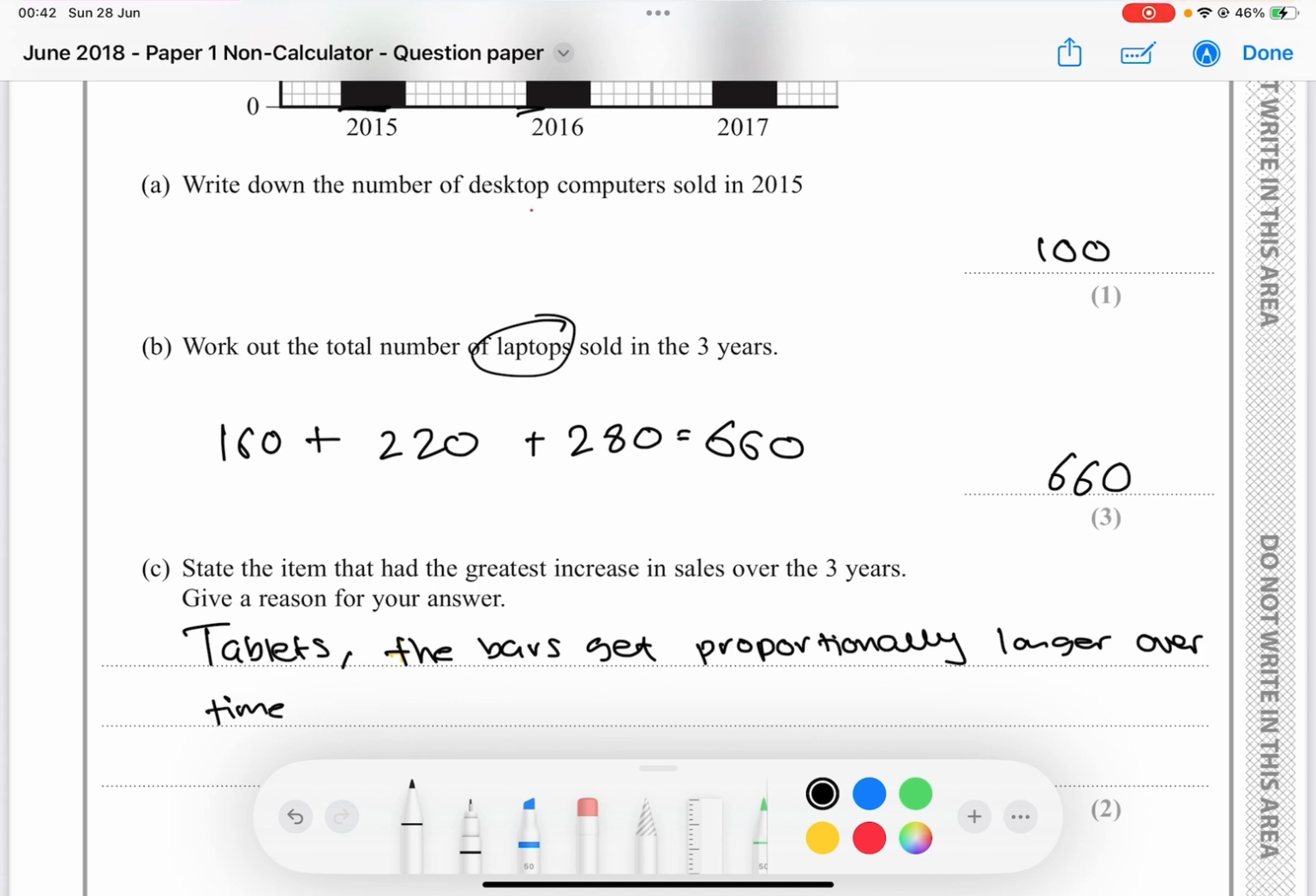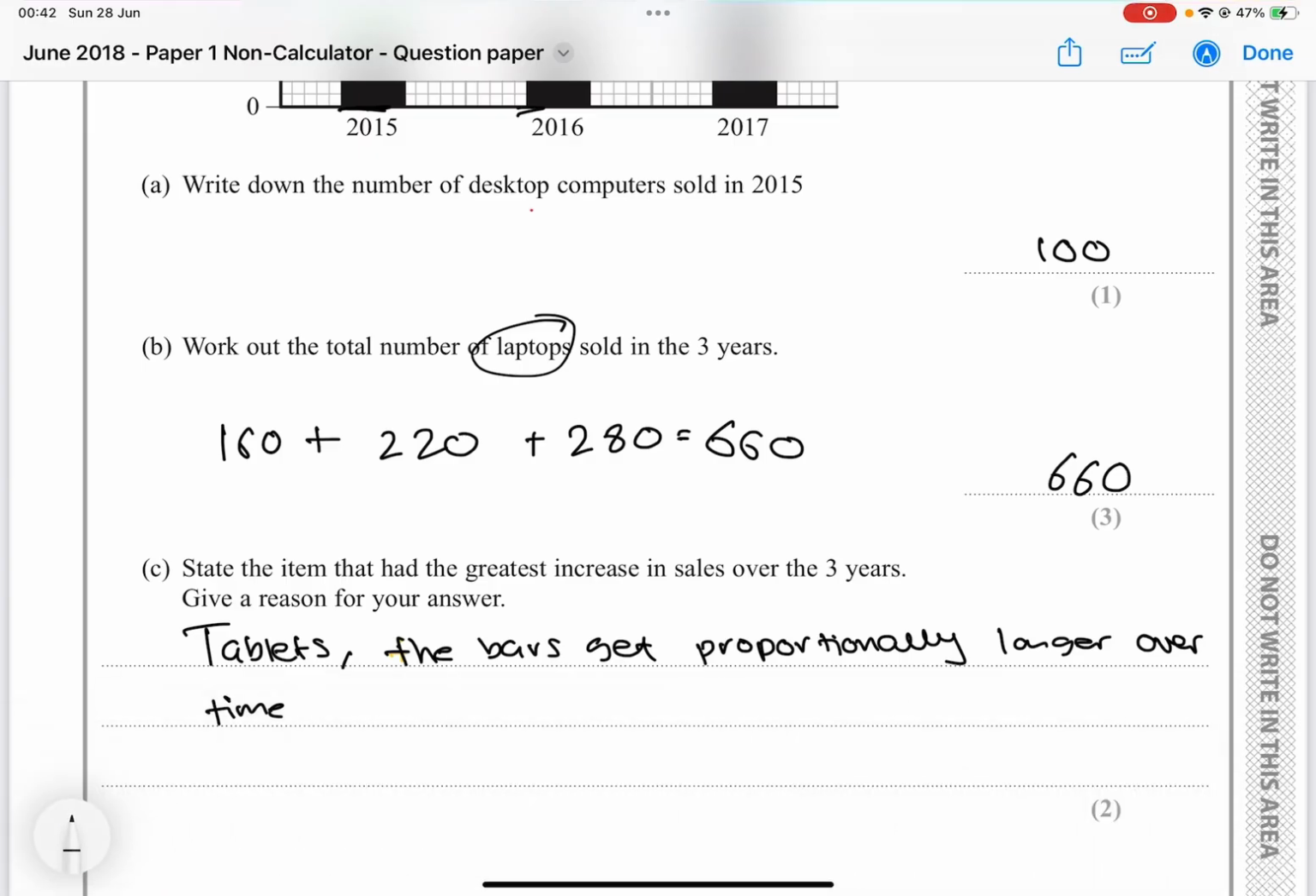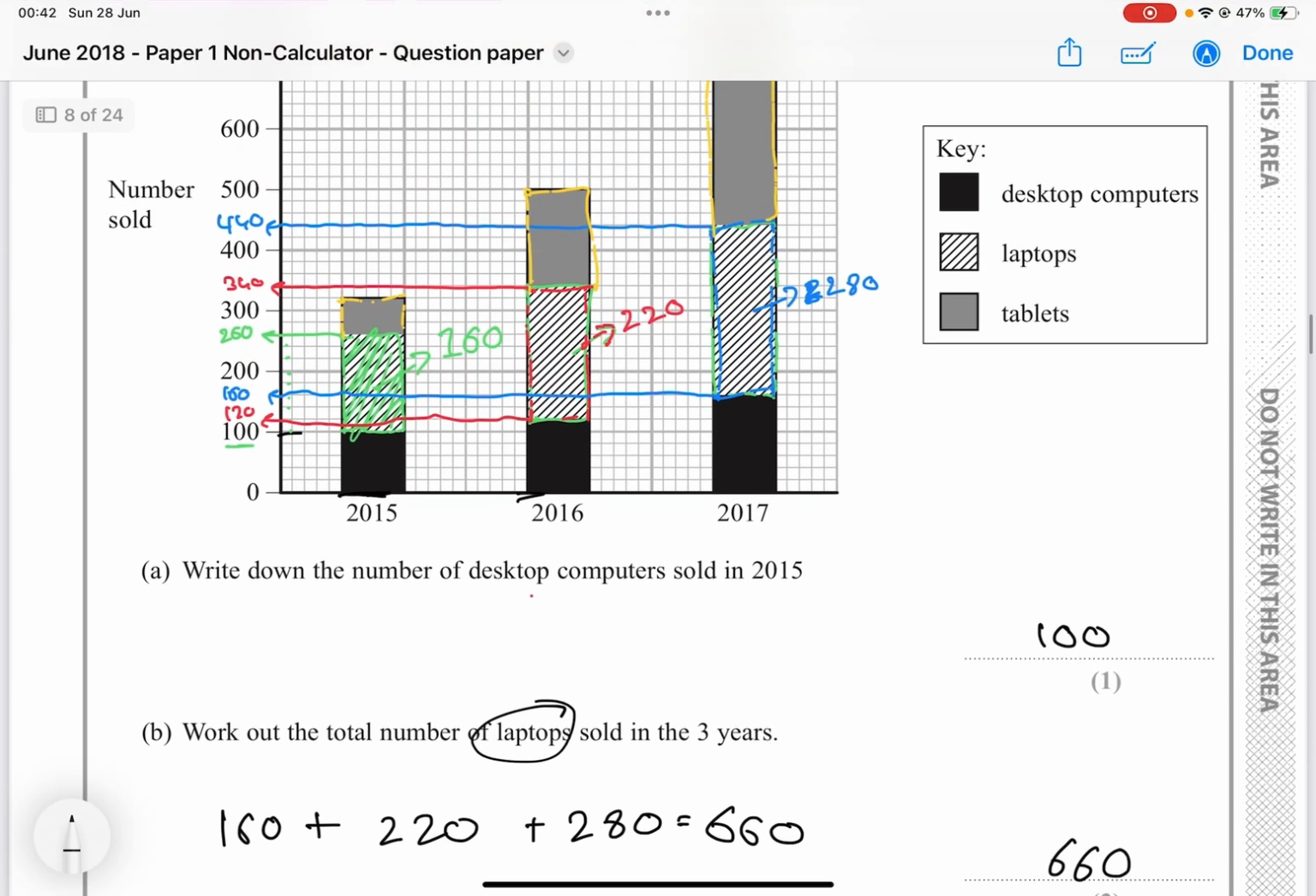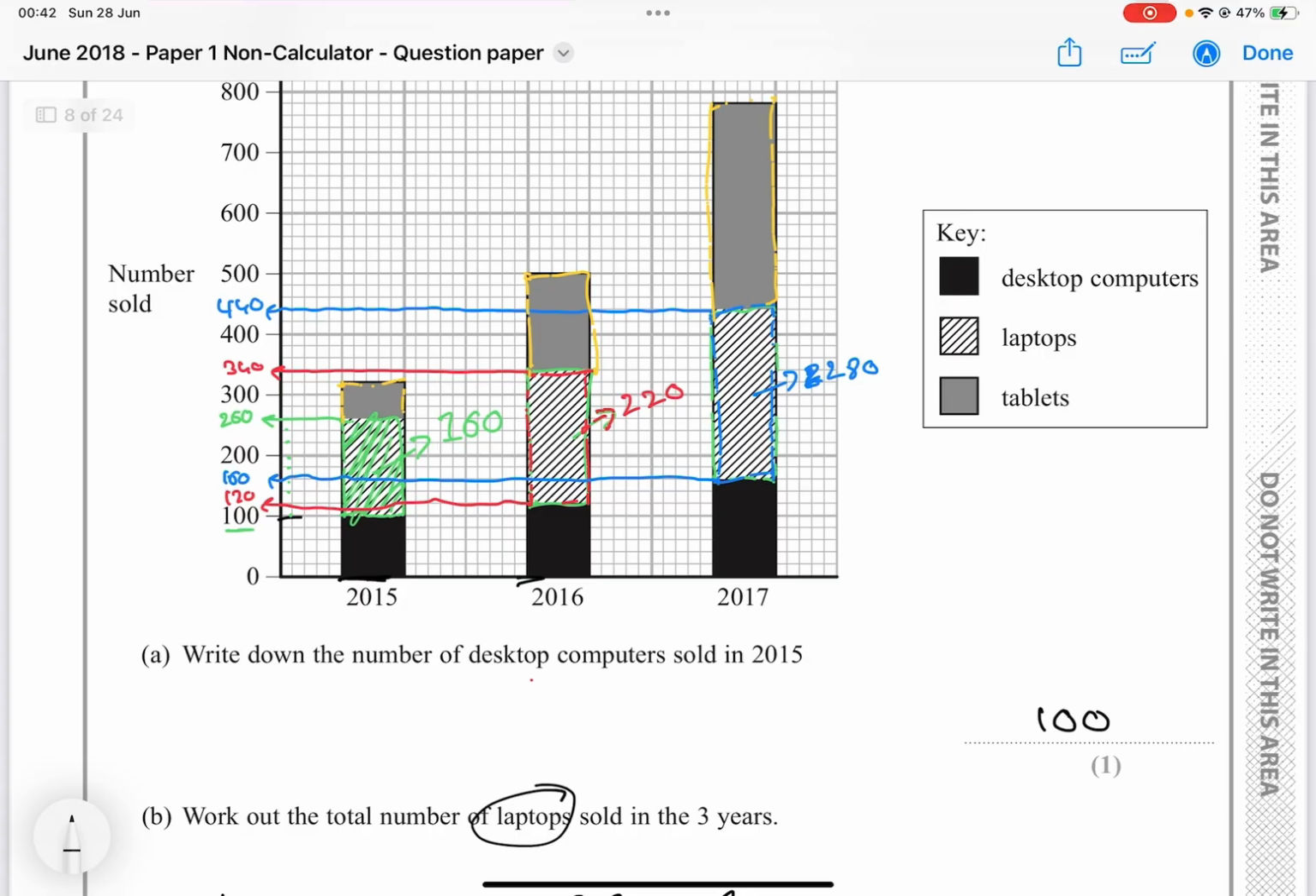Over time, all right? So the most is in 2017 and the least is in 2015. But you could also get a bit numerical and actually work out the increases in all of the three things. So you can work out the increase in tablets from 2015 to 16 to 2017. You can do the same for laptops and tablets, and then you can just read off that and see which one has the greatest increase. That's a bit long because obviously you can just see from the graph that tablets is the answer.